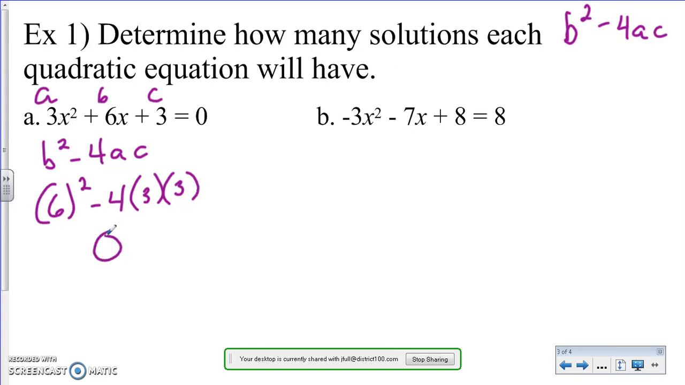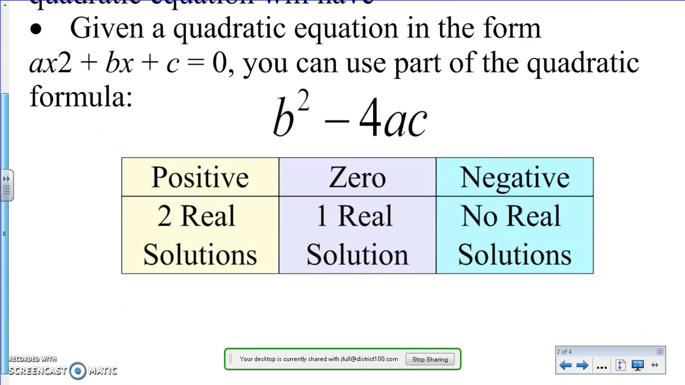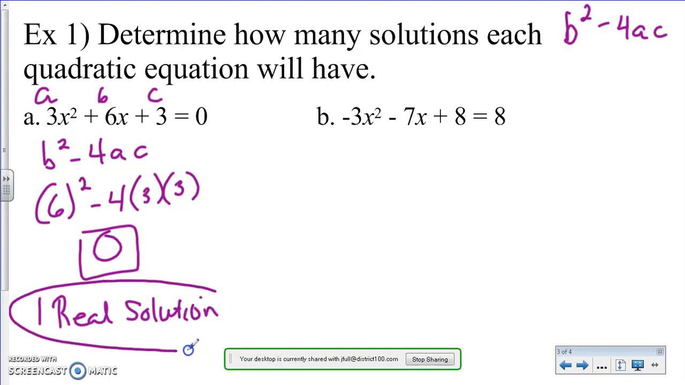Okay, so if you look back at that table, if you get 0 for an answer, that means we have 1 real solution. So here's my discriminant. This is the first part of the answer. This means I have 1 real solution. Okay, pretty basic, pretty easy.